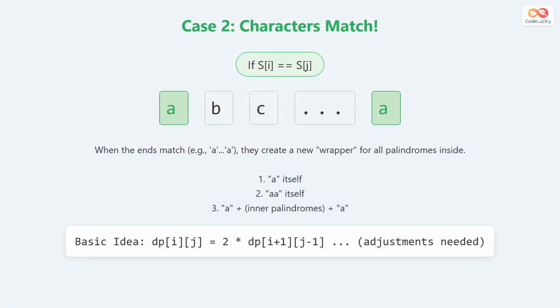Case 2 is when the characters at the ends match. For example, an A at the start and an A at the end. These matching ends create a new wrapper for all palindromes found inside them. Generally, this doubles the count found in the inner substring, but we have to be careful about duplicates.